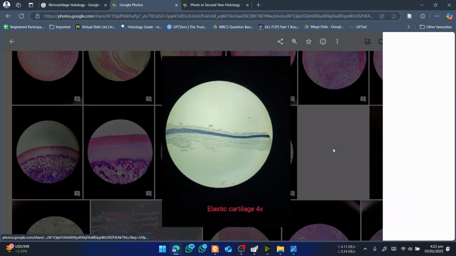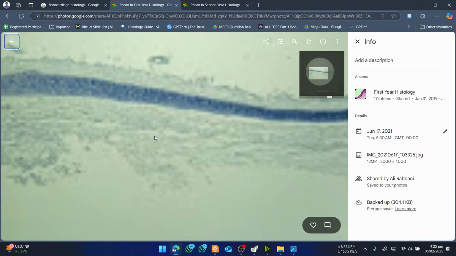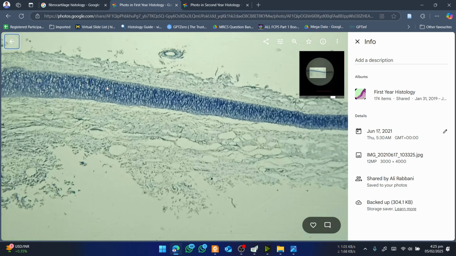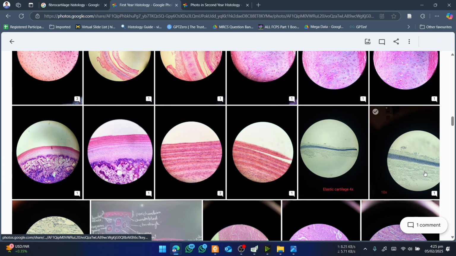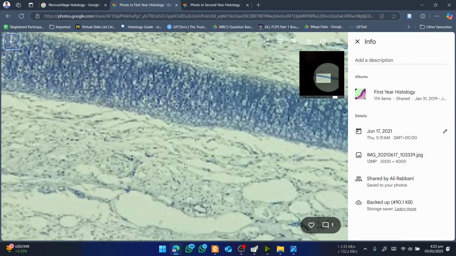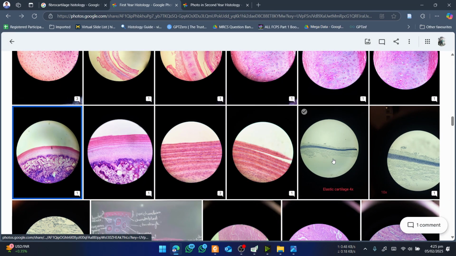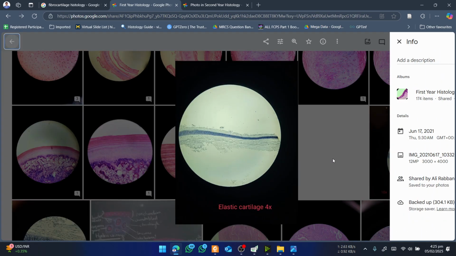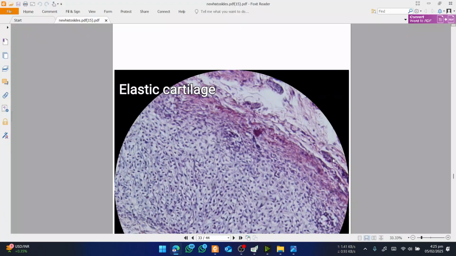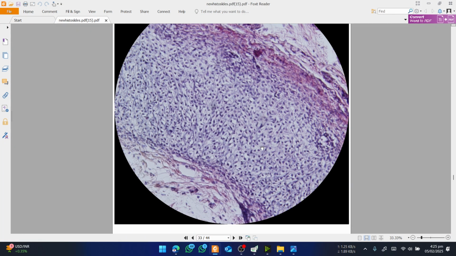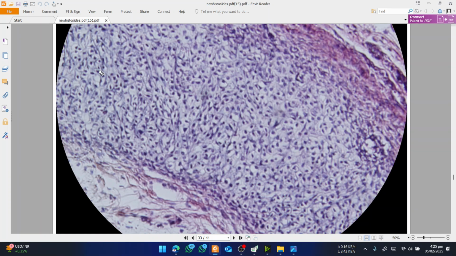An elastic cartilage, you may see some specially stained pictures where fibers are accentuated, like this one. This is done by special stain. So here is again elastic cartilage. You can see the prominent fibers that are running between them. So these are the fibers running between them. So this is elastic cartilage.